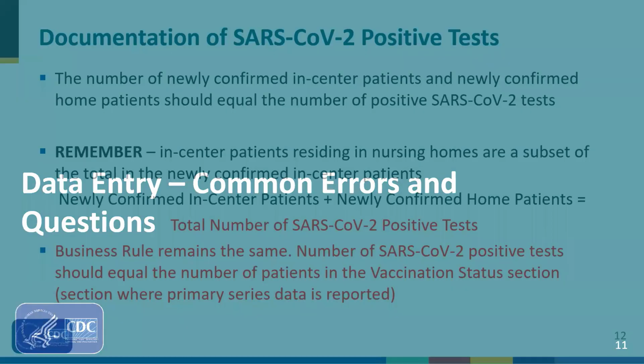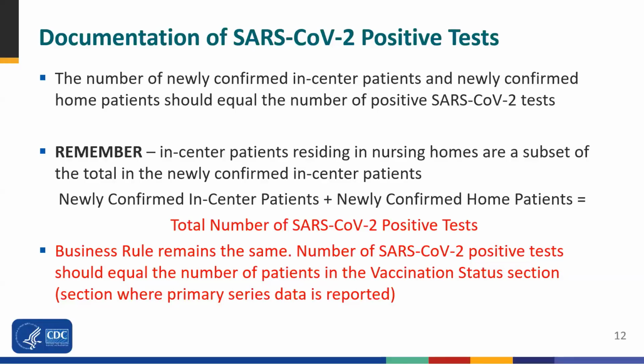Hi, this is Austin Woods, and I'm going to do a brief overview of this slide of a new business rule that has been implemented as of the release at the end of October. So any facility that reported this week, so Tuesday night or Wednesday, they were subject to this business rule. And this is the fact that the number of newly confirmed patients, which is the sum of newly confirmed in-center patients and newly confirmed home patients, this sum must be equal to the number of reported positive tests.